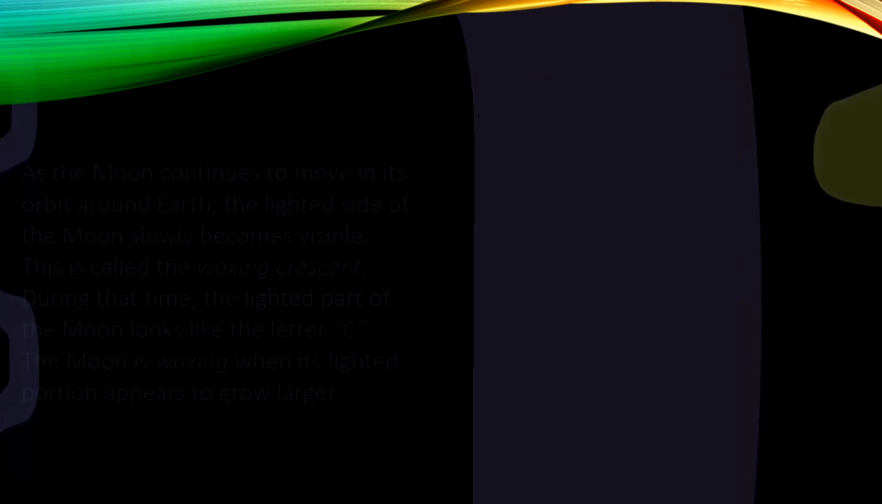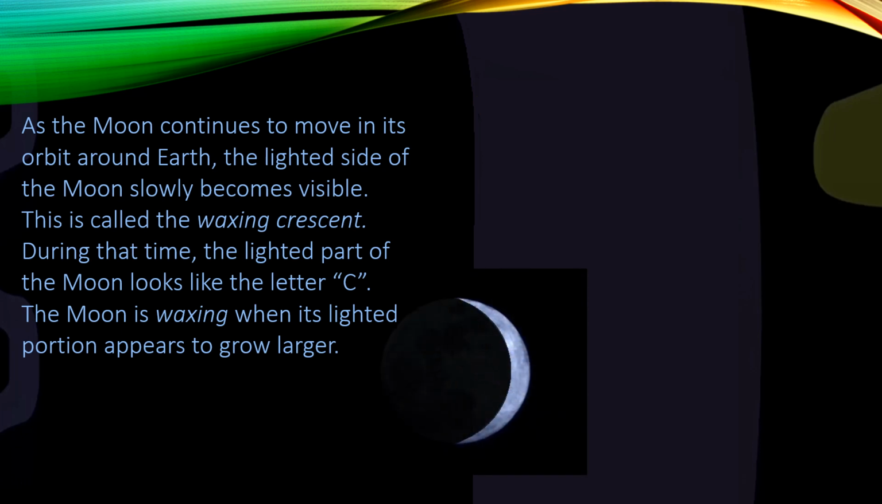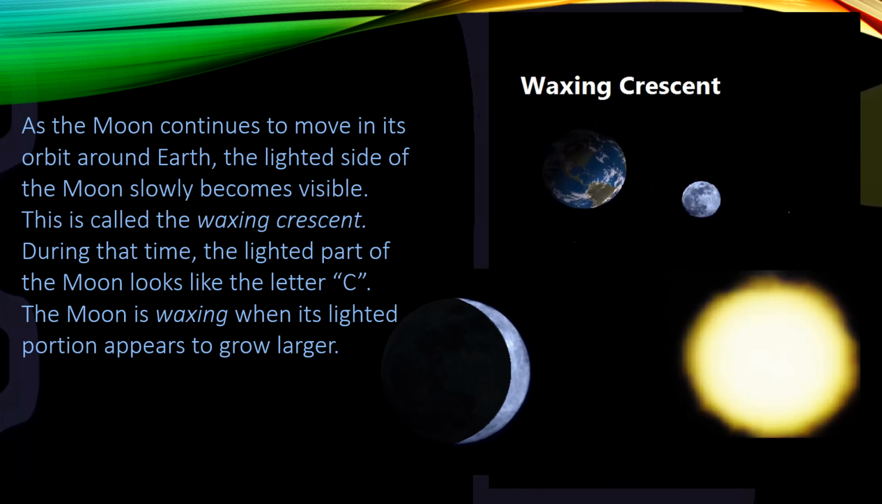The moon continues to move in its orbit around Earth. The lighted side of the moon slowly becomes visible. This is called the waxing crescent. During that time, the moon is shaped like the letter C. The term is waxing if the lighted portion appears to grow larger. This is the diagram of the waxing crescent. The moon moves in its orbit around Earth, and you see the moon in a C shape.